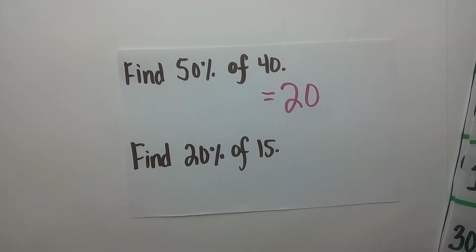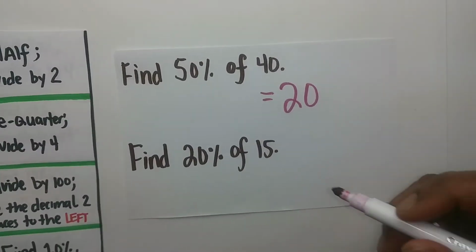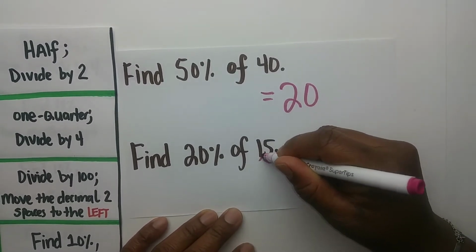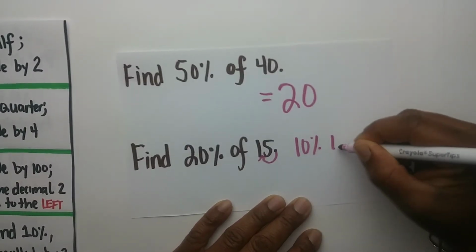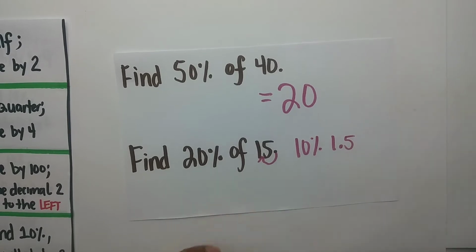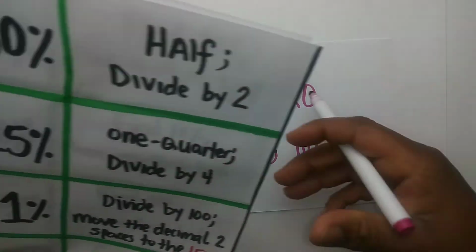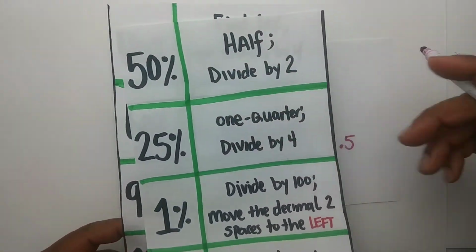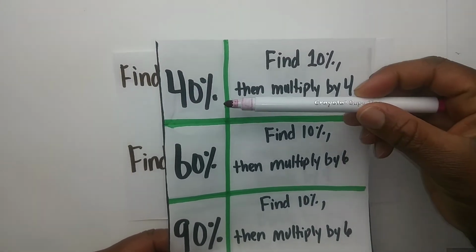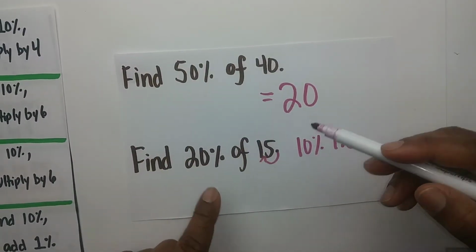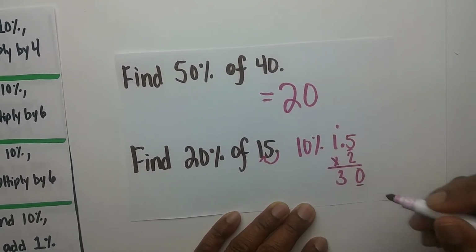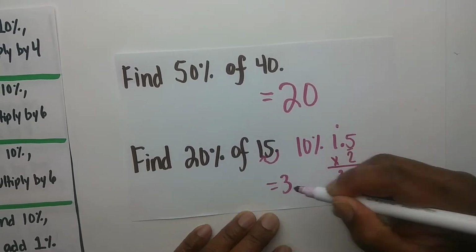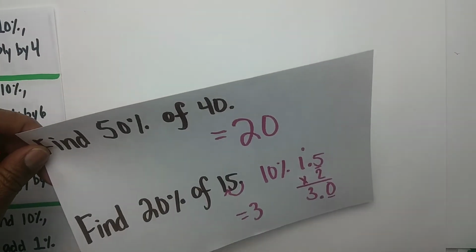What about finding 20% of 15? What do you think 10% is? Well, if I take this decimal point and move it 1 place to the left, that's 10%. So 10% is 1 and 5/10. So if you're looking to find 20%, remember the rule is once you find 10%, you can multiply it by whatever percent you're trying to find. And so in this case, I'll multiply it times 2. 1 decimal place, 1 decimal place, and the answer is simply 3. Hopefully you'll catch on here soon.